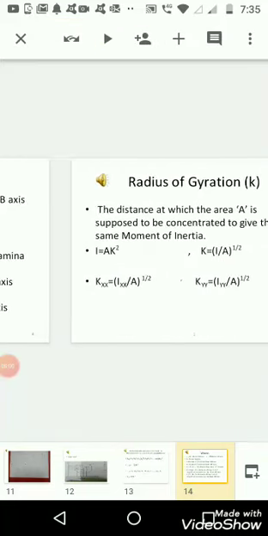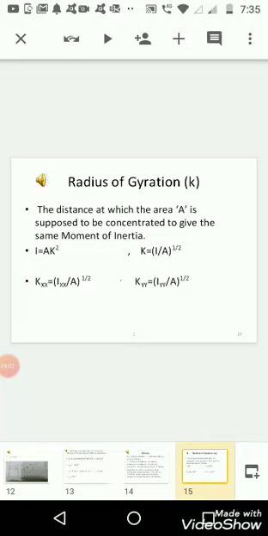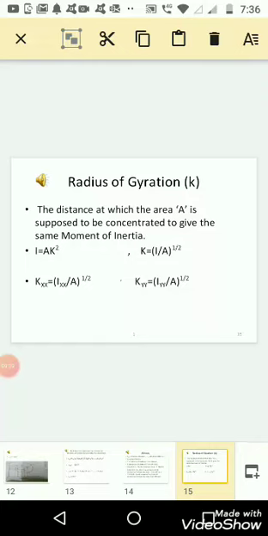Now we'll move to the next slide. Again, we'll study a new term. This lecture is more theoretical in nature. So we will first cover a few simple concepts. We will try to explain and understand them, and we will revise and repeat them when we solve the numericals.